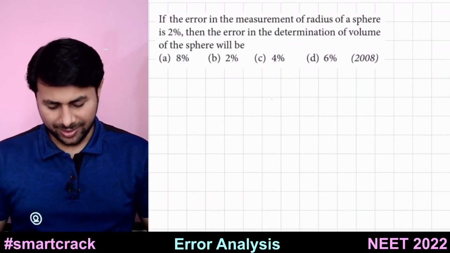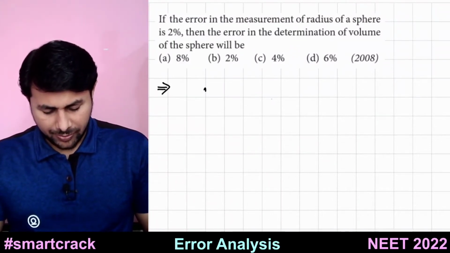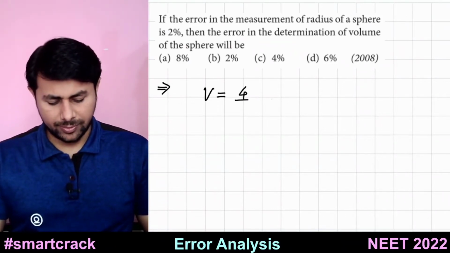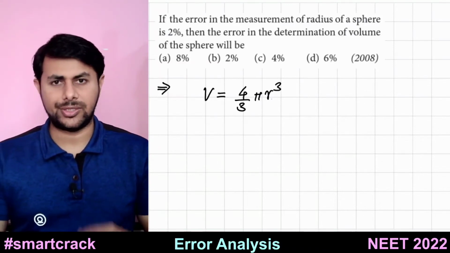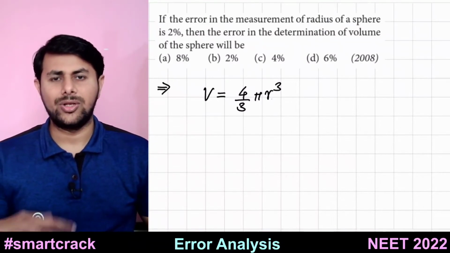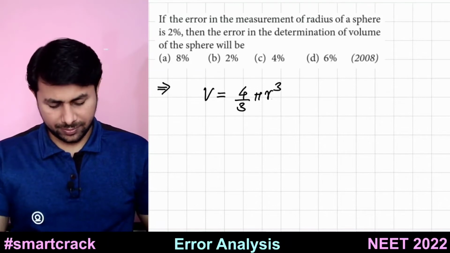So it's very simple. We know how the volume depends on the radius. So volume is equal to what? Volume of the sphere is 4 by 3 pi r cube. So it is some constant multiplied by r raised to 3. Okay. So now the percentage error in r is given.